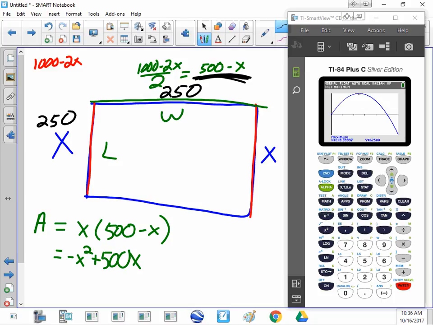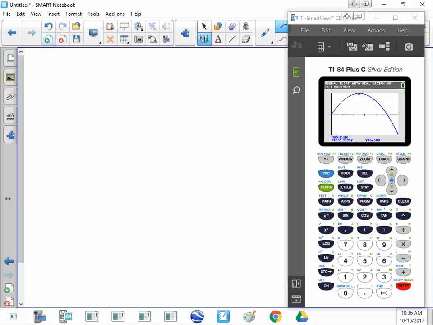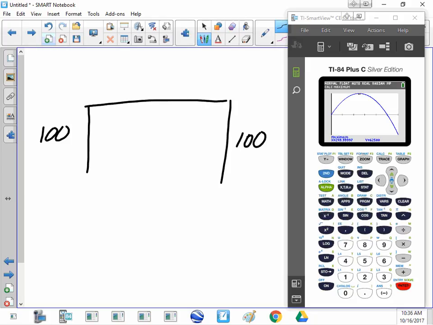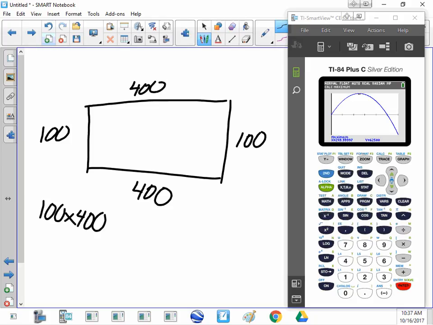So let's build a fence that's not square. Let's say this is 100. Then this would be 100. And how much do I have left? 800. So this one would be 400, and this one would be 400. So the area is 100 times 400. So that's the area.